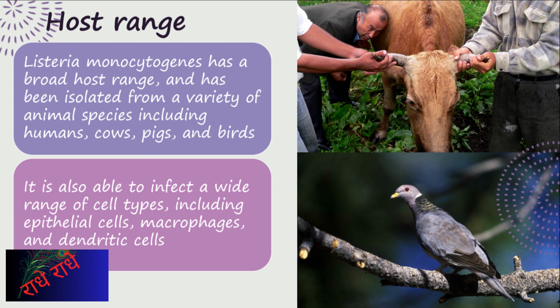Listeria monocytogenes is a bacterium that is known to infect many types of animals, including humans, cows, pigs, and birds. With its wide host range and ability to infect various cell types such as epithelial cells, macrophages, and dendritic cells, this bacterium is a particularly versatile pathogen.